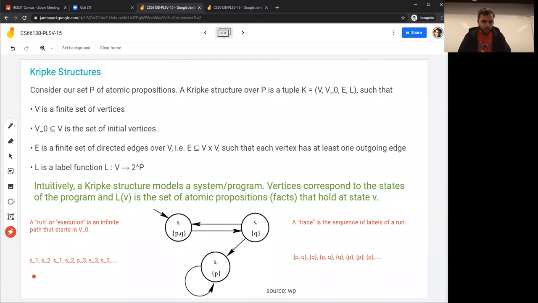So here's, for example, one of the possible runs. You can start at S1, go to S2, back to S1, back to S2, and then go to S3 and remain there forever.